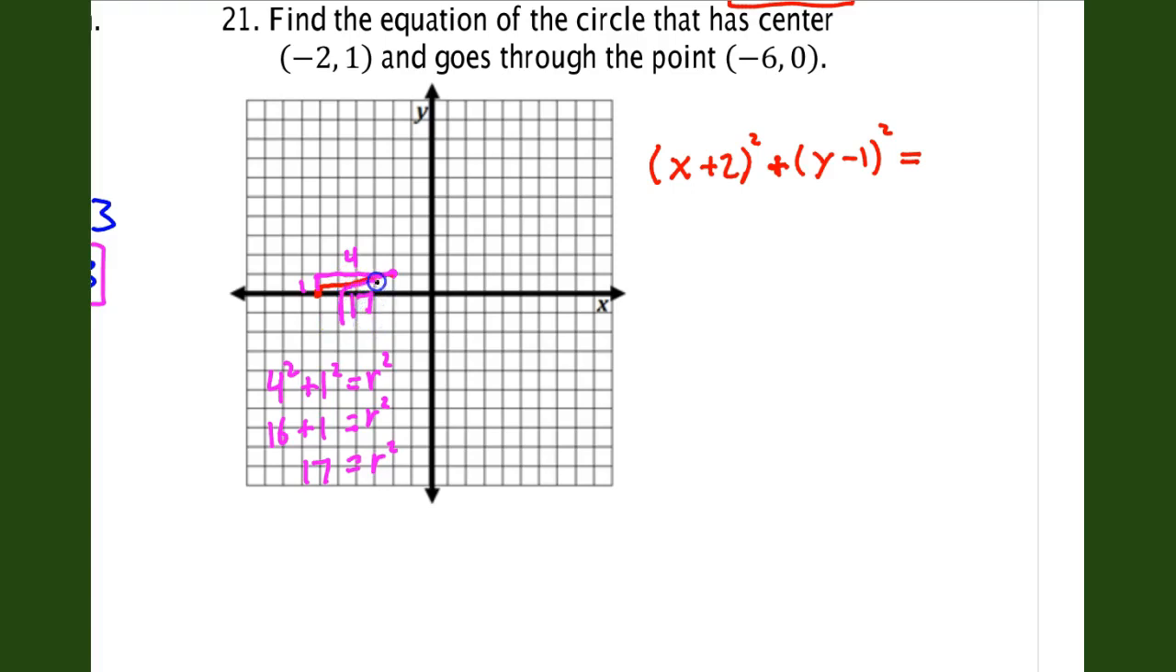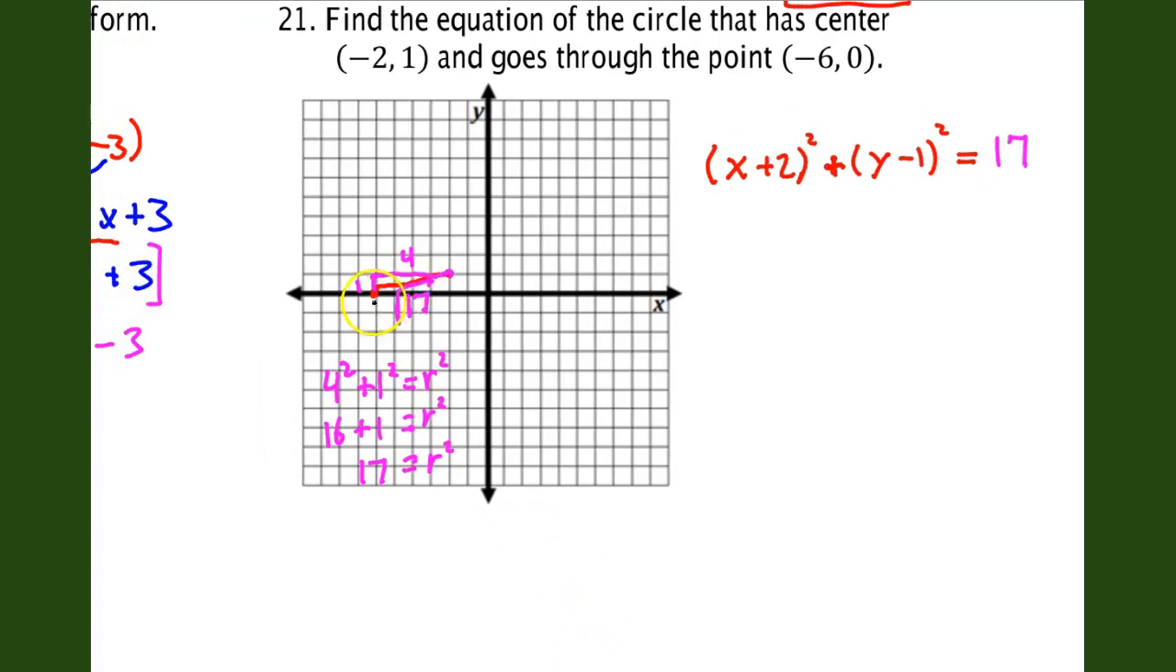Now this is actually the square root of 17, but in the equation you put r squared, so this is 17. So this kind of looks like the Pythagorean theorem. Something squared plus something squared equals r squared, right? Basically the Pythagorean theorem. So that would be our answer. On the graph, the actual distance is root 17, but in the equation, it's always the square of the actual distance.